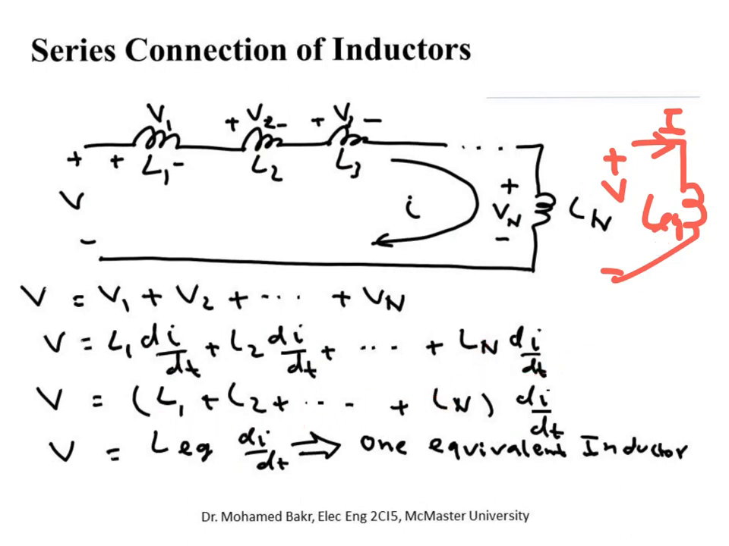This is exactly what we did for resistances. We said if we connect a number of resistances in series, then the equivalent resistance is the sum of all resistances. This is a nice thing about inductances. They follow exactly the same laws as resistances. So this is for series connection. If you see any number of inductors connected in series, you replace them by one inductance whose value is the sum of all the inductances.